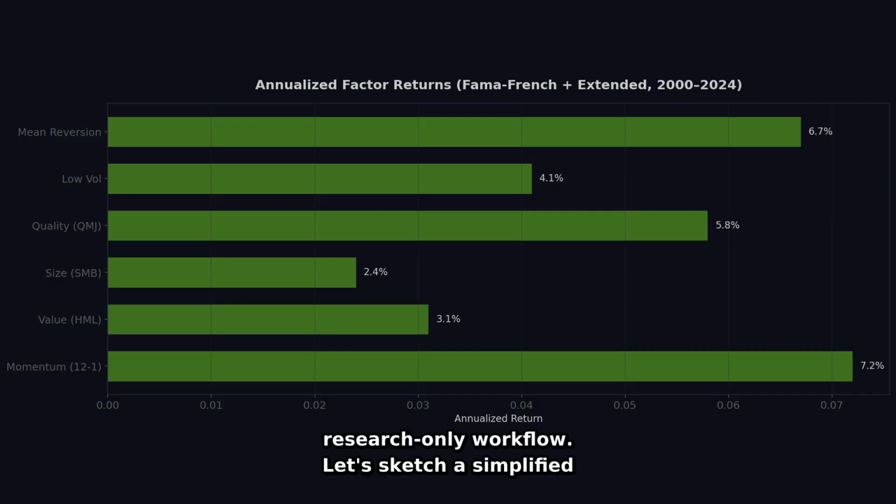Let's sketch a simplified, research-only workflow. This is not trading advice, just a starting point for your own testing. The basic steps: grab adjusted close prices for two stocks in the same industry. Normalize each price series, for example, by dividing by its initial value. Compute the spread as the difference between the normalized prices. Compute the rolling mean and standard deviation of that spread.